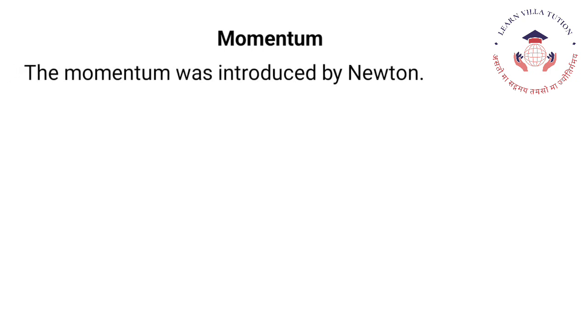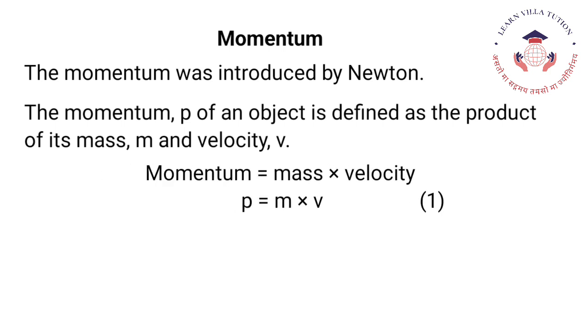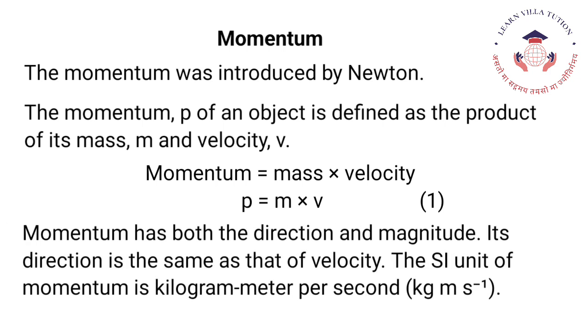Momentum. The momentum was introduced by Newton. The momentum, p, of an object is defined as the product of its mass, m, and velocity, v. Momentum is equal to mass multiplied by velocity. And p is equal to m multiplied by v, equation 1. Momentum has both direction and magnitude. Its direction is the same as that of velocity. The SI unit of momentum is kilogram meter per second.